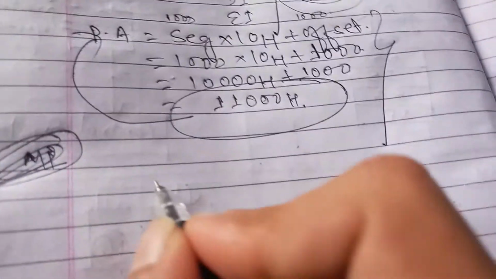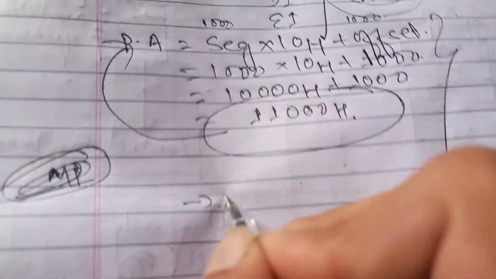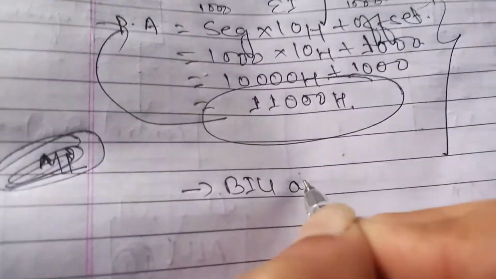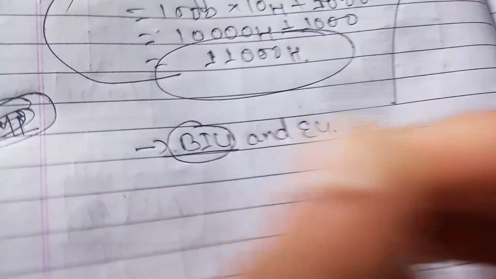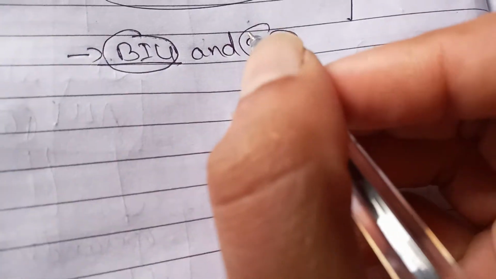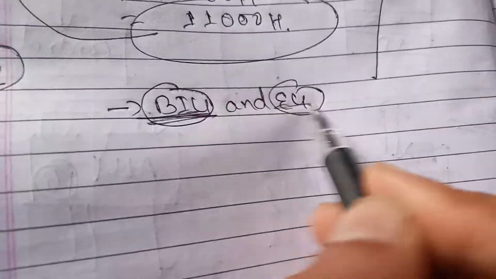Okay, now let us move towards the architecture of 8086. We'll divide this architecture into two parts. They are BIU and EU. BIU stands for bus interface unit, and EU stands for execution unit.